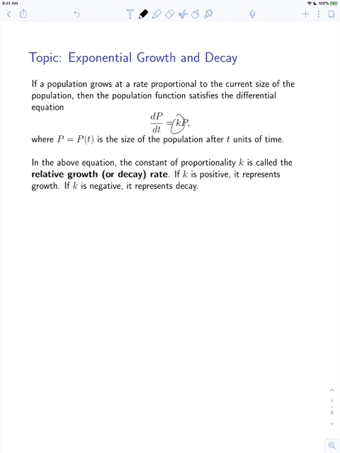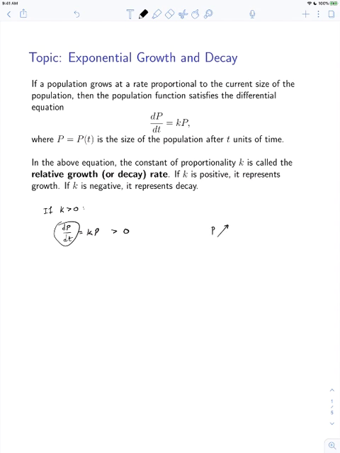k here is a constant of proportionality. It's called the relative growth or decay rate. If it's positive, it represents growth, and if it's negative, it represents decay. If k is positive, then dP/dt equals k times P. P is the size of a population, so that's necessarily positive, so kP is positive. That means that the derivative, the instantaneous rate of change, is positive, and if the derivative is positive, the original function is growing.